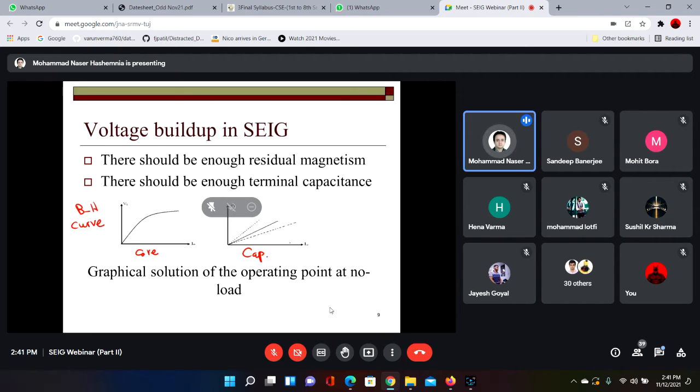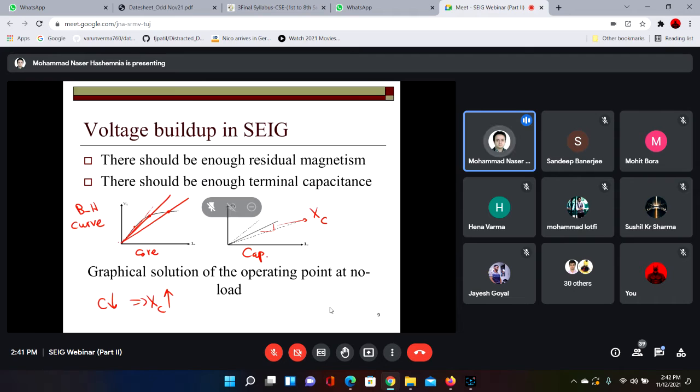If you intersect, then you can find the operating point. For example, for a value of the capacitor, you will be here. And if you reduce the capacitance, then you have increased the reactance, and the slope is getting higher and higher. You see that if you increase it further, then the voltage will drop suddenly. You will almost have no voltage, just a few volts due to remnant magnetism. So this is the phenomenon of voltage buildup in self-excited induction generators.